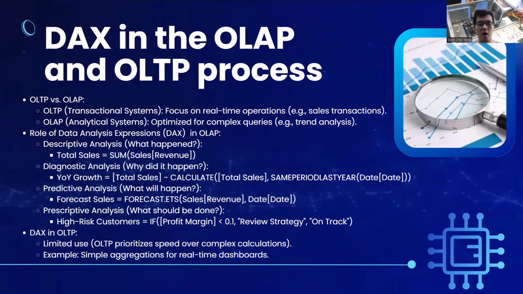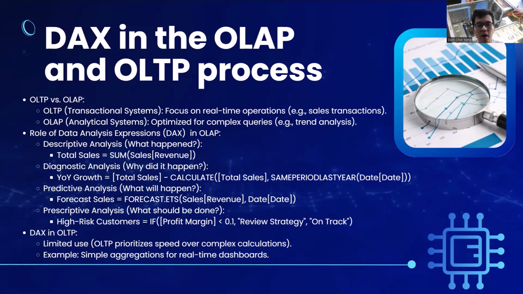In this slide, I will explain about the data analysis expressions in the OLAP and OLTP process. On the differences between OLAP and OLTP, OLTP is more on transactional systems. It focuses on real-time operations, such as sales transactions. Meanwhile, OLAP is an analytical system. It is more optimized for complex queries, for example trend analysis.